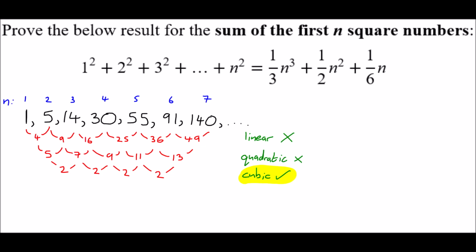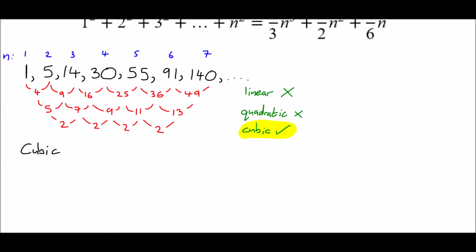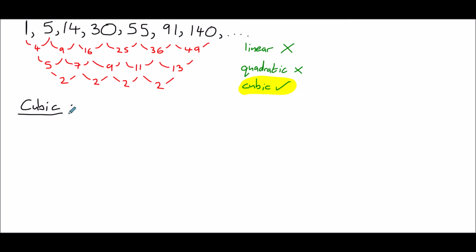So what we do now, the general form of a cubic, we need to write down. So any cubic can be written in this form: an cubed, where a is some constant to be found, plus bn squared, where b is some constant to be found, plus cn plus d. So we need to solve this, and if we solve it, we can then prove the result. Okay, so let's just substitute in what we know n to be. So let's try when n was 1.